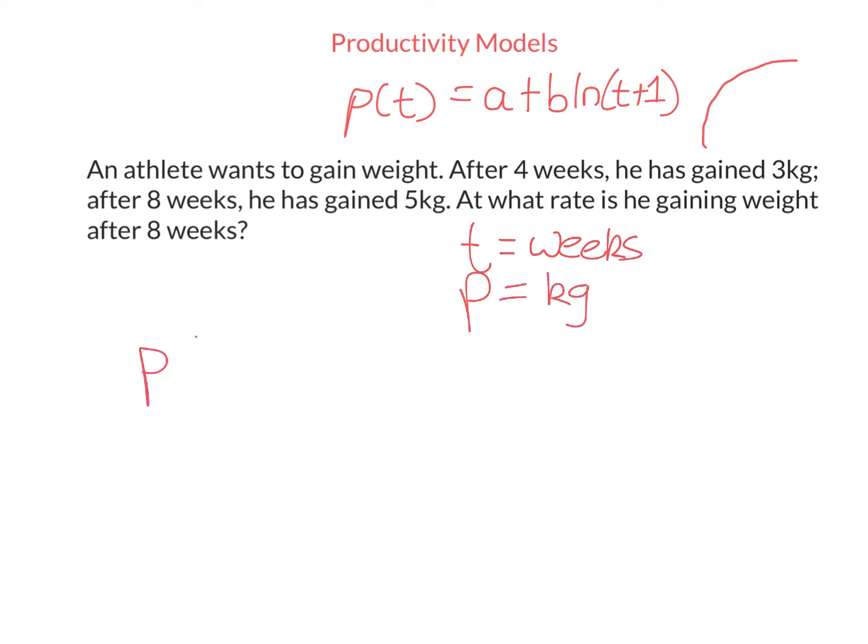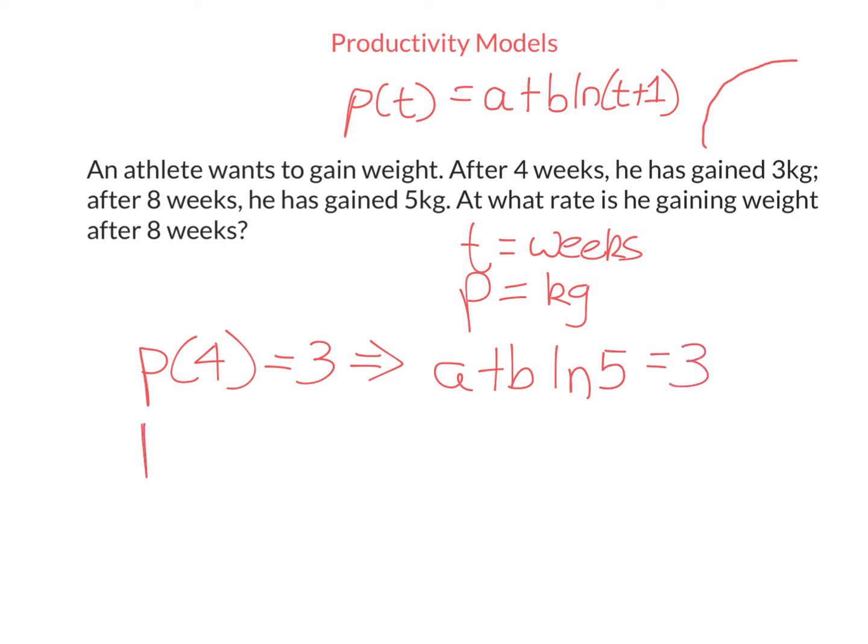After 4 weeks, he's gained 3 kilos. So what that means is A plus B ln, substituting in T for 4, so we get ln 5, is going to equal 3 kilos. We know that after 8 weeks, he's gained 5 kilos. So that means A plus B, substituting now T for 8 into this formula, A plus B ln 9 is equal to 5.